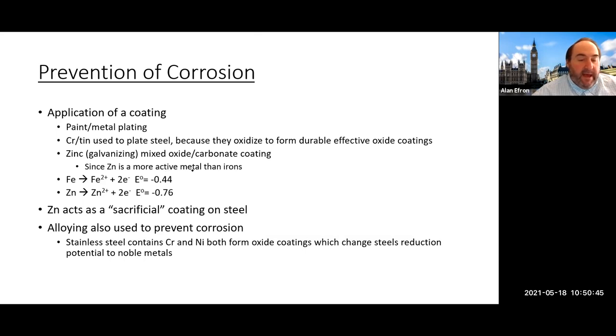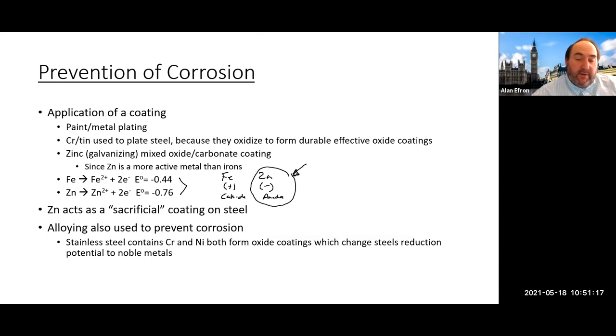Zinc is a more active metal than iron. What that means is, if we look at the SRP values here between iron and zinc, iron is actually going to be more positive between the two. So iron will be more positive, zinc will be more negative, which means when this redox reaction occurs, our iron is actually going to be more of the cathode. Our zinc is going to be more of the anode with oxygen.